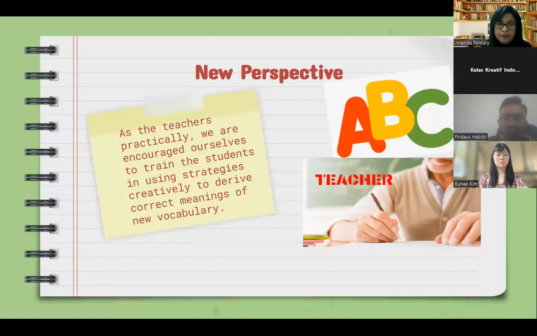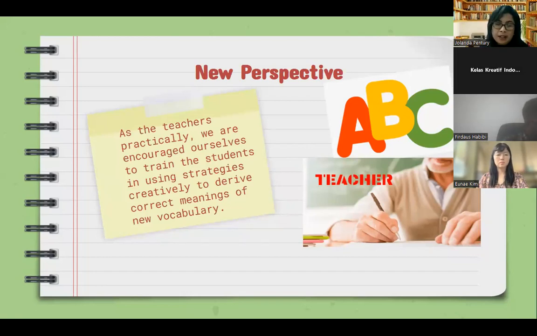A is for architect. As a teacher, we are also an architect. We design the instructional teaching context for our students, and we also build our students' motivation. We build their confidence to learn English.